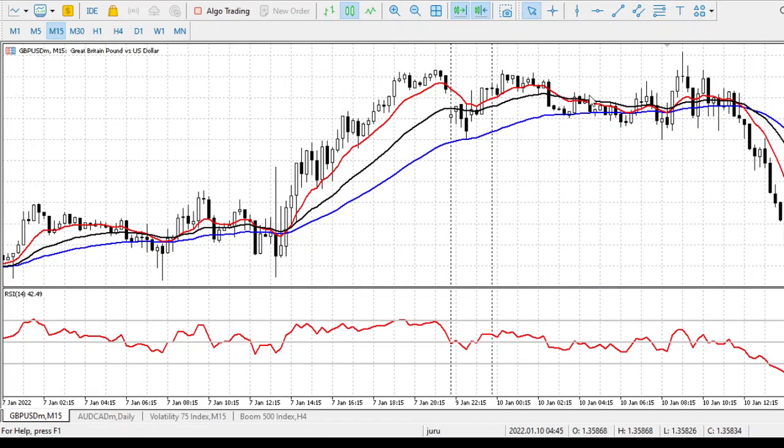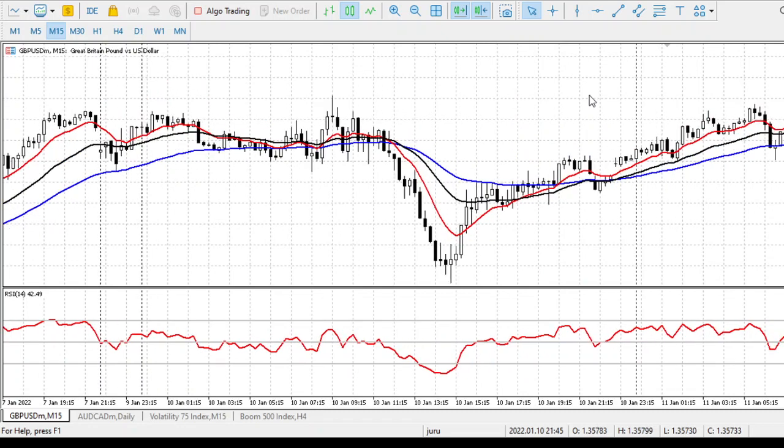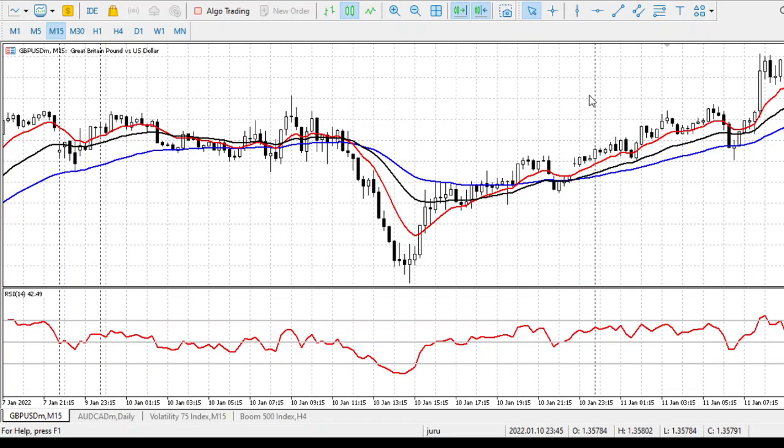So this is the strategy, guys. As you can see, it's very easy, and it's very simple. Even if you are a beginner, even grandmothers, you can teach them this strategy and they can start making money. So please do practice this strategy.